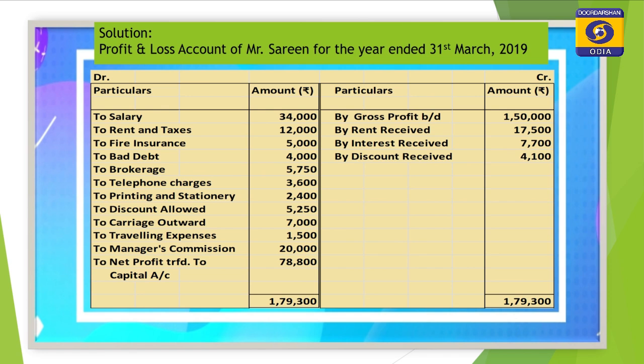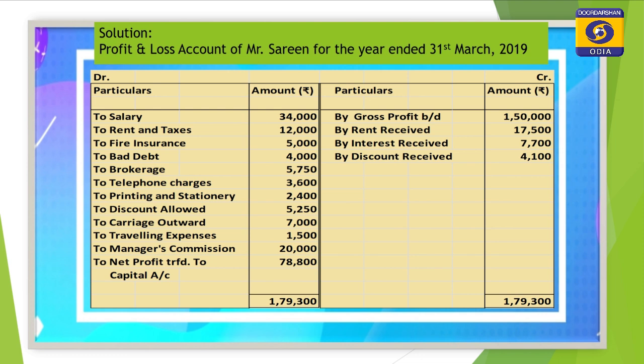Next we have rent received, we have bad debt, rent received. Students, rent received will go to the credit side because it is a receipt, it is not an expense, it is an income. Bad debt means the amount which our customers have not given us, so it is an expense for the business. Interest received, we have received interest from the bank investment, so that is again an income that will go to the credit side.